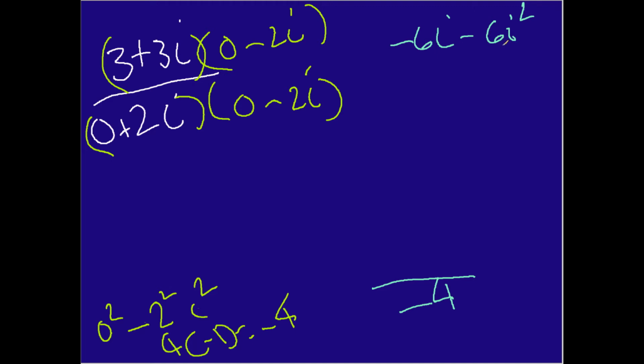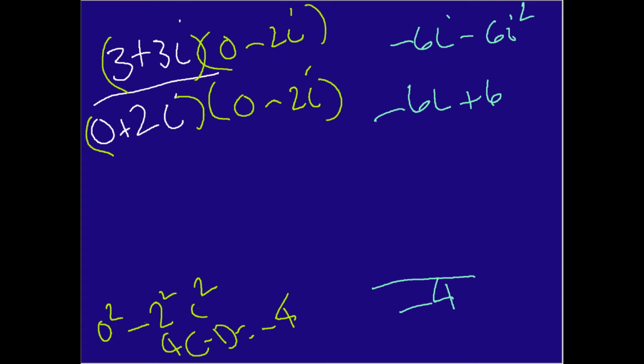That's what we end up with. And so now we have to deal with the i squared. The i squared, of course, is going to be negative 1. So negative 6 times negative 1 is going to be positive 6. So we end up with negative 6i plus 6, like so. So we're very close to finishing.